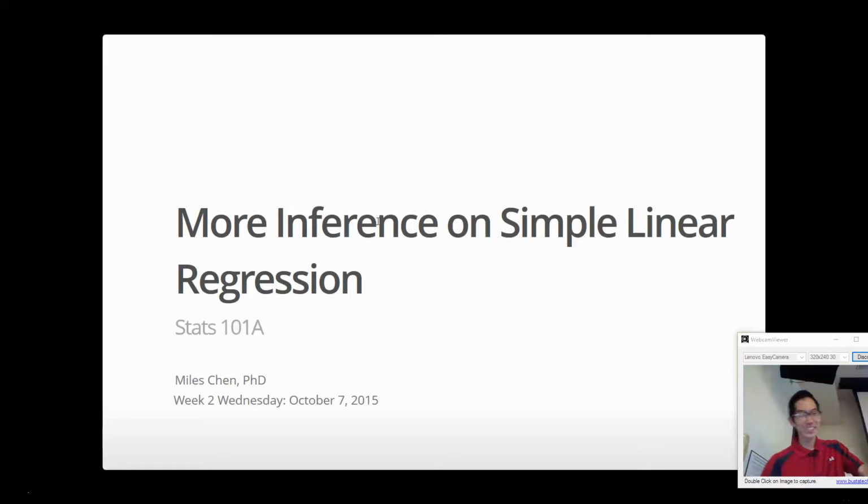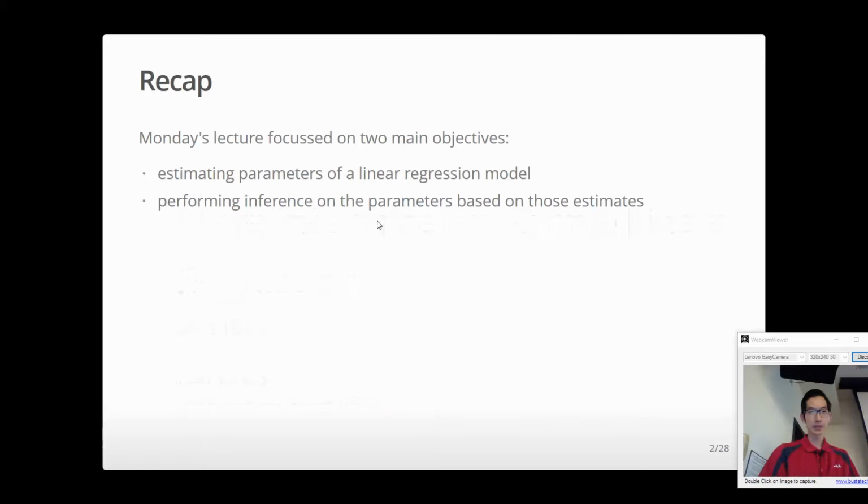Okay, let's go on. Stats 101A, and we're going to go on with more inference on simple linear regression here. Monday's lecture focused on two main objectives: estimating the parameters of the linear regression model, so getting that slope and intercept, and also estimating the variance in the population. And then we also performed inference on those parameters that we created estimates for.